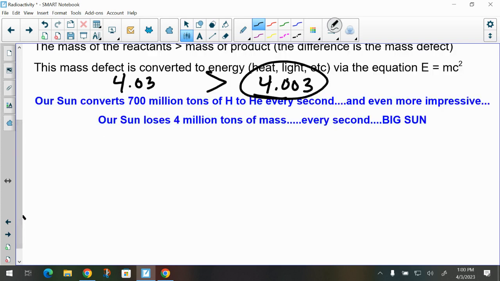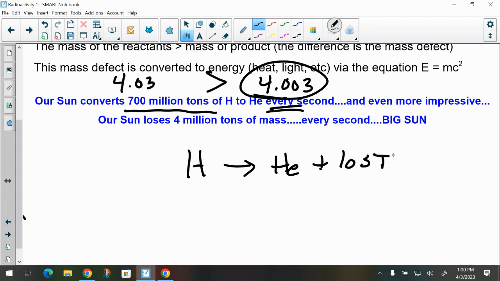Now the thing in blue is mind-boggling. The sun converts 700 million tons of hydrogen to helium every second. That means that when it does that, it turns the hydrogen into helium, but there's lost mass. And it turns out every second we lose a lot of mass. The sun loses 4 million tons of mass every second. Now think about that for a second. If I diet for a week and I lose a pound, I'm psyched. The sun loses 4 million tons of mass every second. And it's been doing that for 5 billion years. So the sun is unbelievably large.